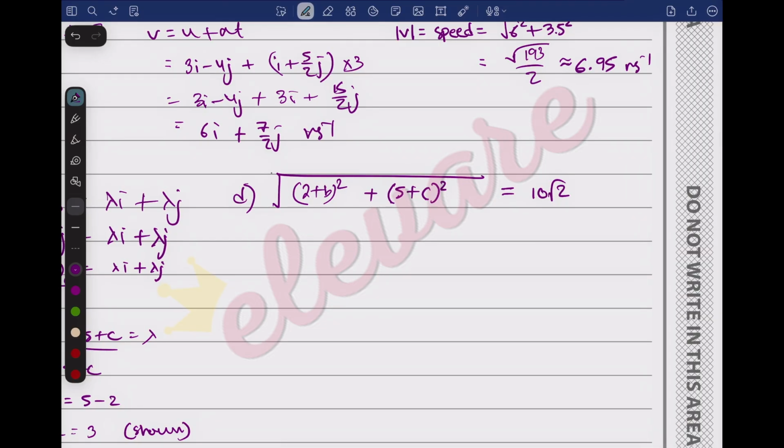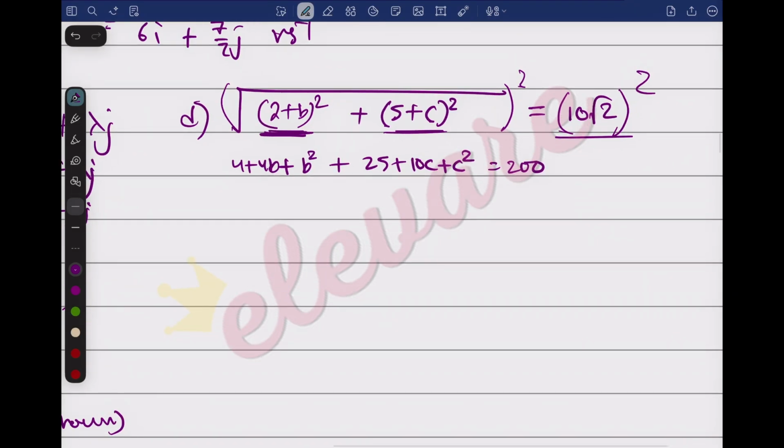So let's do that. We're going to square both sides to get rid of the square root, and simultaneously expand these brackets. That's going to give us 4 plus 4b plus b squared plus 25 plus 10c plus c squared is equal to, if you square 10 root 2, you get 200.